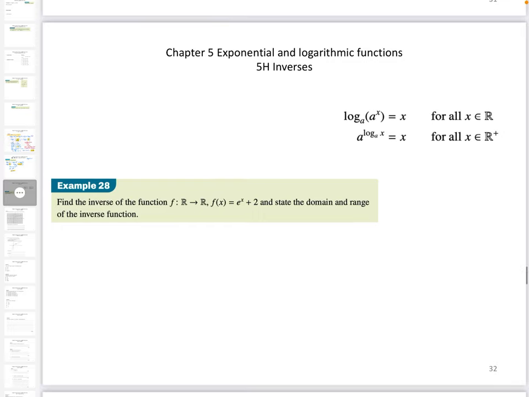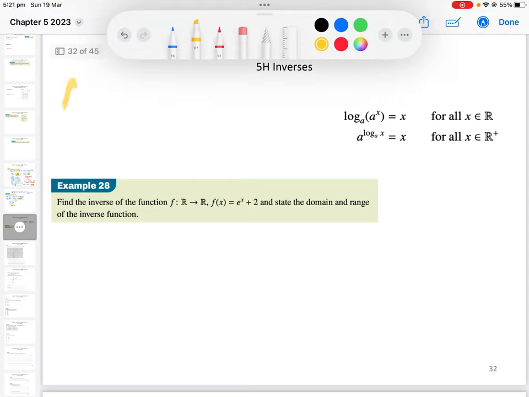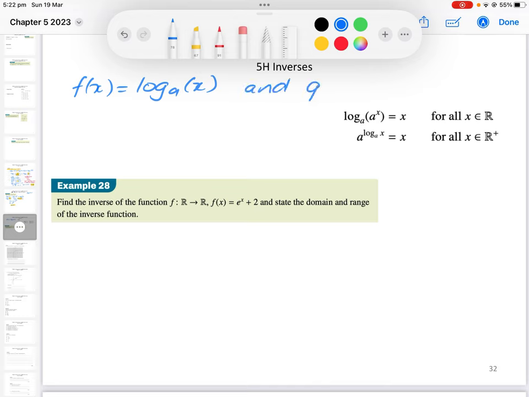So we've talked a bit about inverses. Now we're going to do inverses of exponentials and logs. So if we have f of x equals some log with base whatever, and g of x is a to the x, then f of x and g of x are inverse functions.